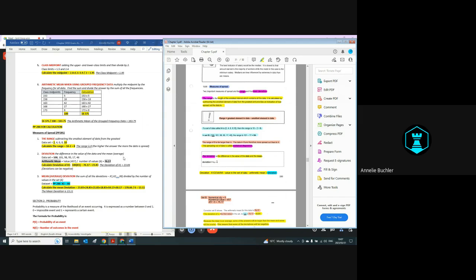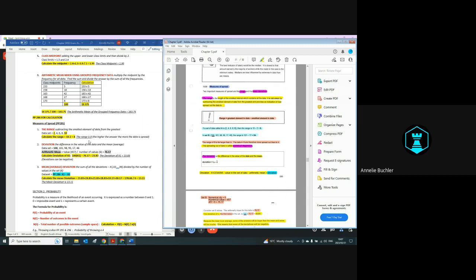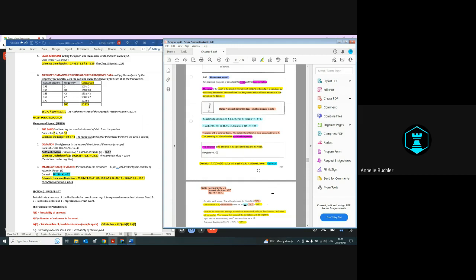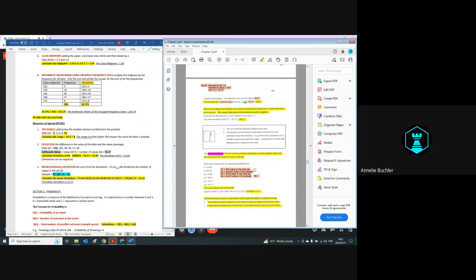The higher the answer, the more the data is spread. Okay, the lower the numerical value of the answer, the less the data is spread. Then we're going to move on, this is straightforward. Your deviation is the difference between the value of the data and the mean, the average, okay?